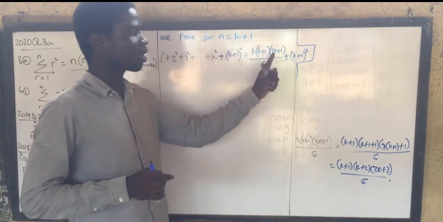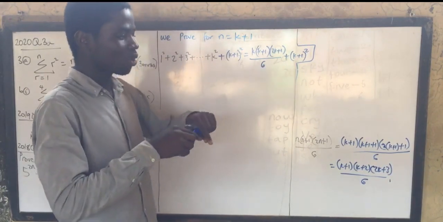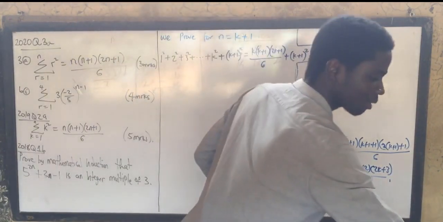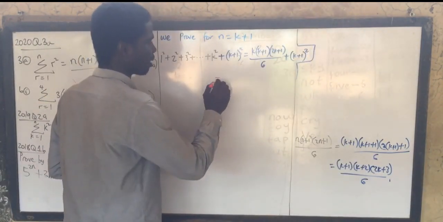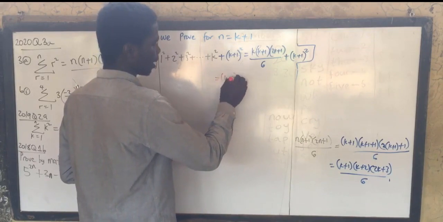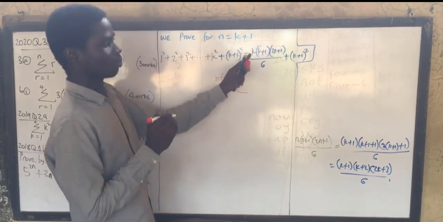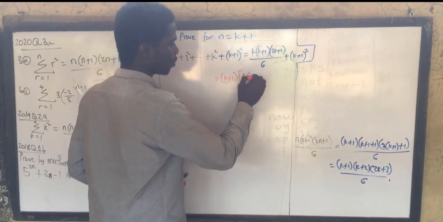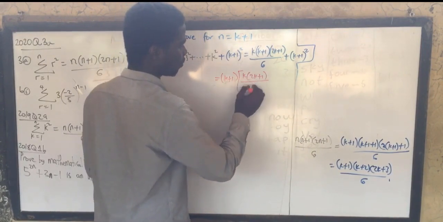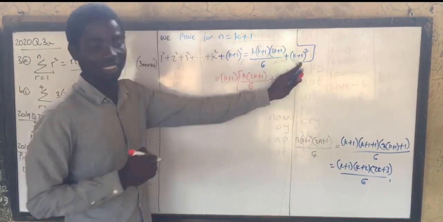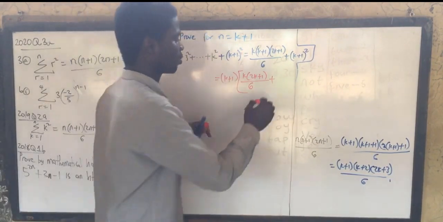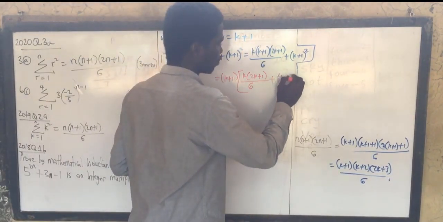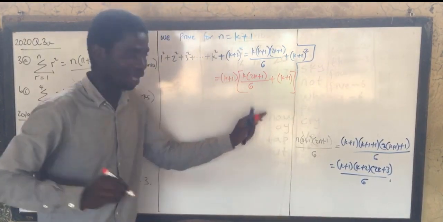So to prove for n equal k plus 1, I start from here. Look at what is common here. Factorize. K plus 1 is common. Factorize it, so I have k plus 1. What are you left with? You will be left with k times 2k plus 1 over 6, plus, you know, this is square. You have factorized one, it will remain one of it. So you plus k plus 1. That's what you are going to have.